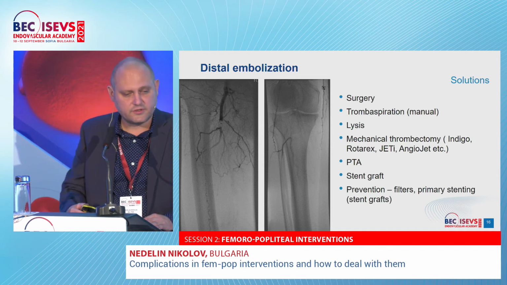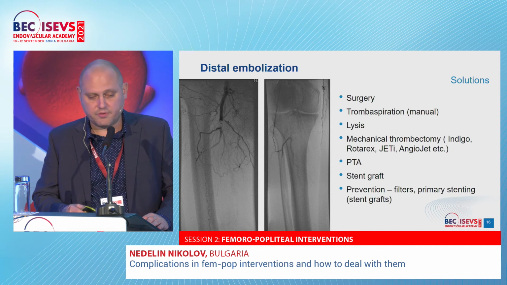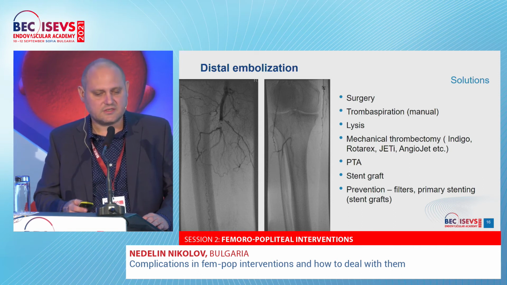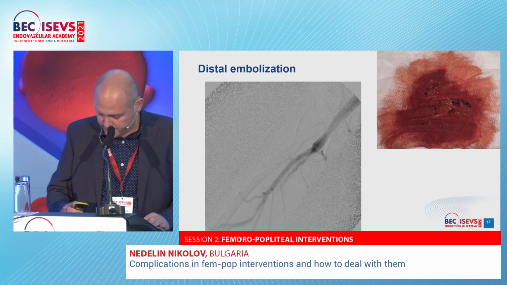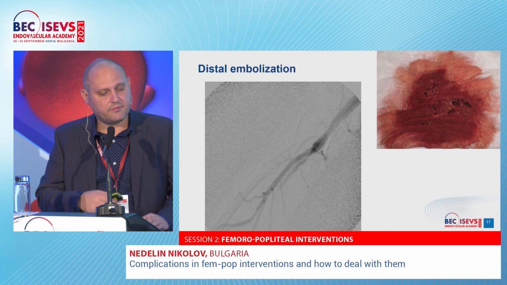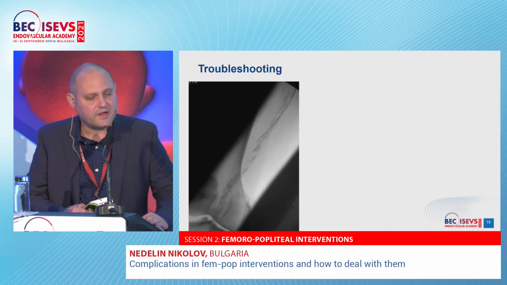What to do? Surgery, thromboaspiration, manual or with Aspirex, mechanical thrombectomy, different devices, Indigo, Rotarex, AngioJet, and so on, PTA, stent graft, or mainly for the prevention, filters and primary stenting. What we did, mechanical thrombectomy, the deep femoral is okay, but we decided to go on with the recanalization.